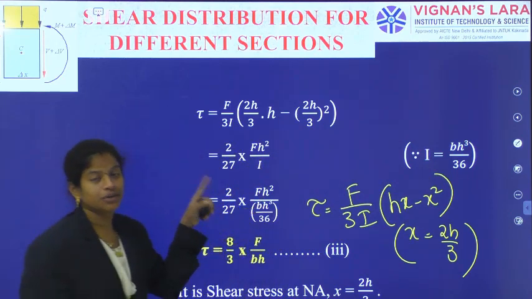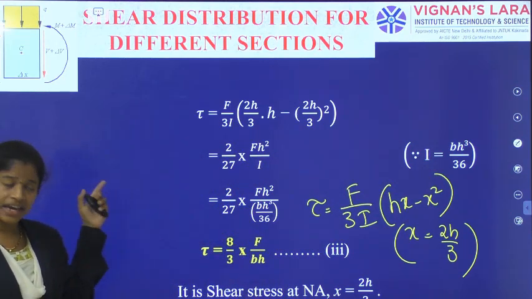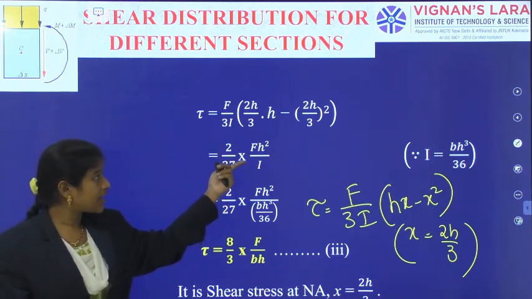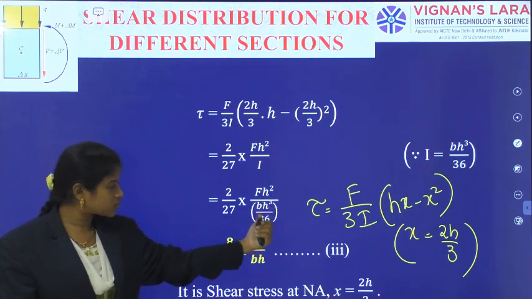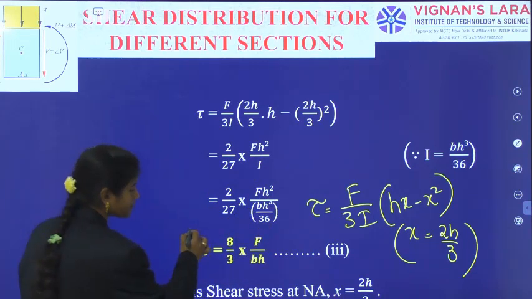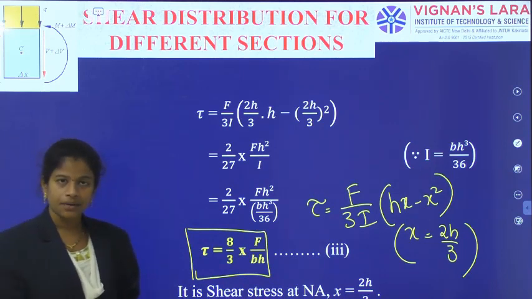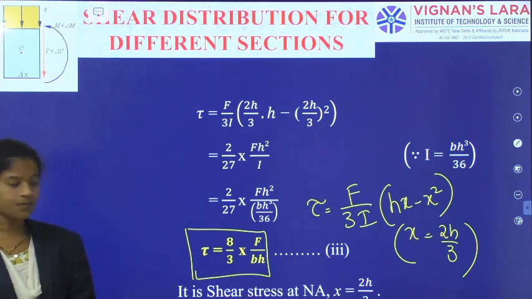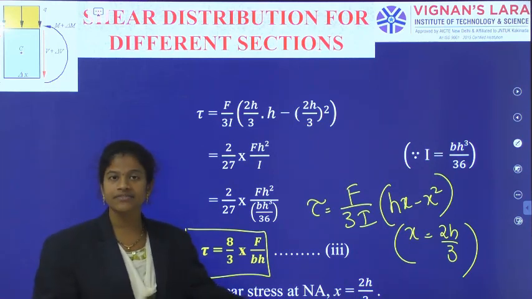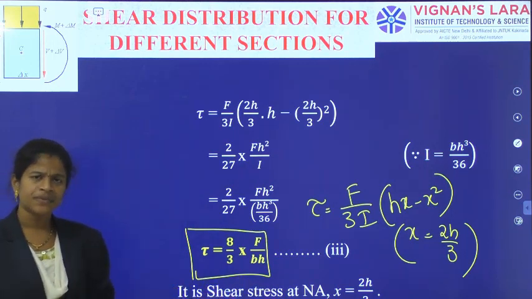So here I am substituting, because in the previous step I substituted also 0, so 0 answers are there. So I am not using that, and here I am substituting, and we have got the rearranged answer as 2 by 27 fh square bhq by 36, and finally tau is equal to 8 by 3 f by bh. This is the shear stress at the neutral axis level, which means at x is equal to 2h by 3 level, this is the shear stress.